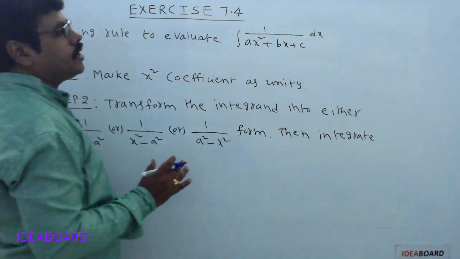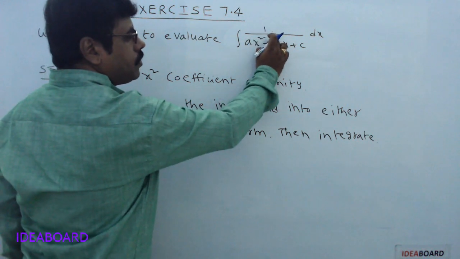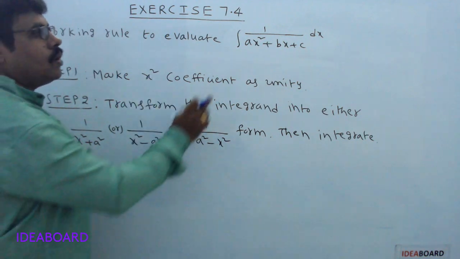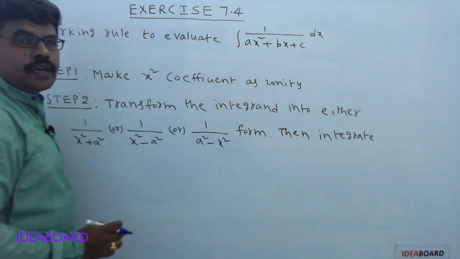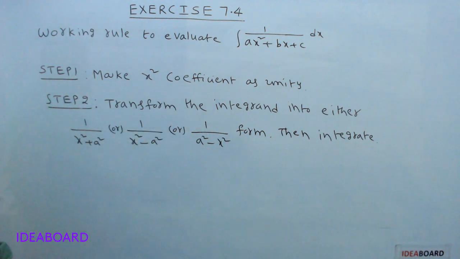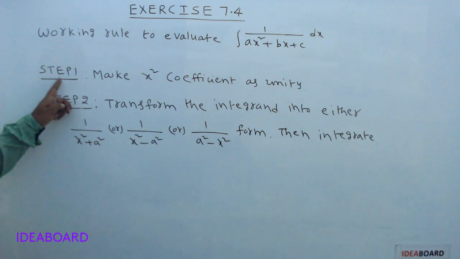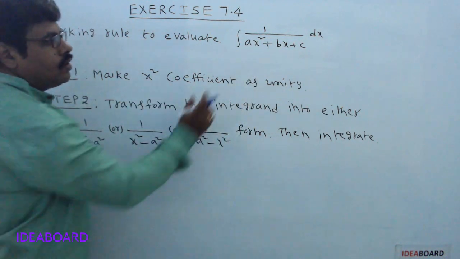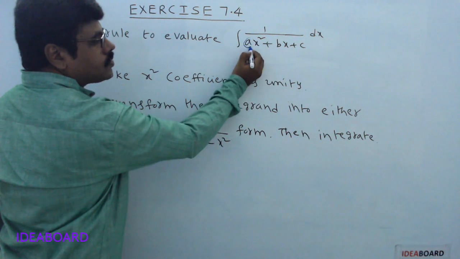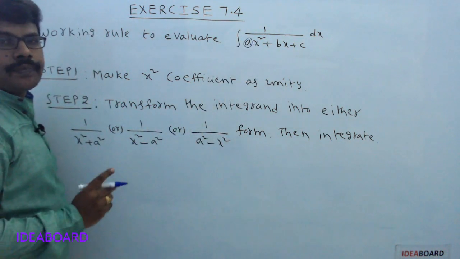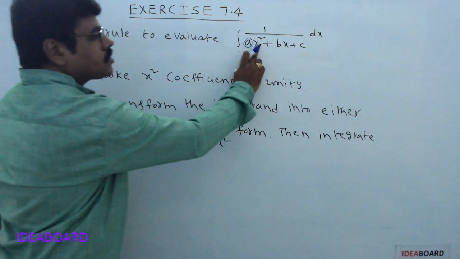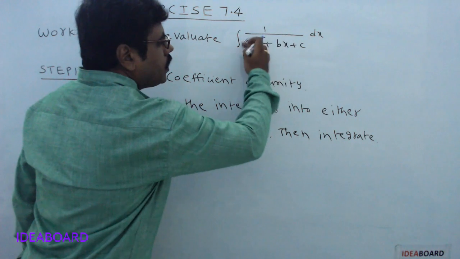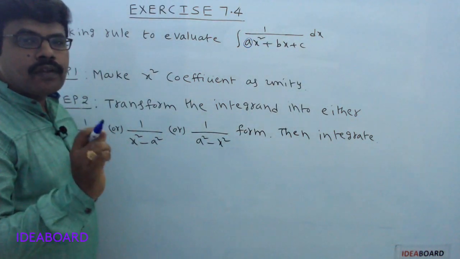Suppose your given integrand is of the form 1 divided by ax square plus bx plus c. In such a case, to evaluate this type of integral, this is the procedure. What is step 1? Make the x square coefficient as unity. After making the x square coefficient unity, try to make this denominator expression a perfect square.